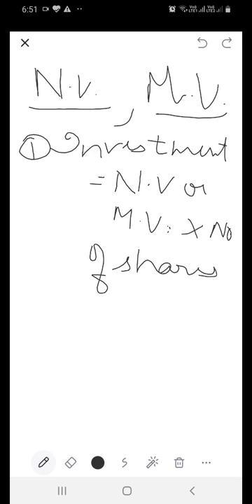So what is the first formula I have written? Investment is equal to nominal value, either you will take the nominal value or the market value, multiplied by the number of shares. That is going to give you the investment which you have done in that company.